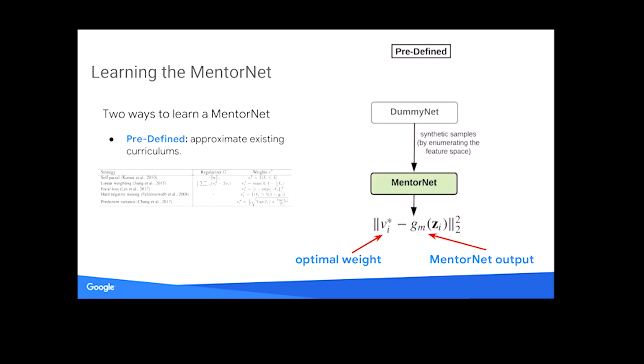There are two ways to learn a MentorNet. The first way we call predefined. The goal here is to approximate an existing curriculum. To do that, we enumerate the input space of the MentorNet, and because we can compute the optimal weight by a closed-form solution in the existing curriculum, we directly minimize the distance between the optimal weight and the MentorNet output.